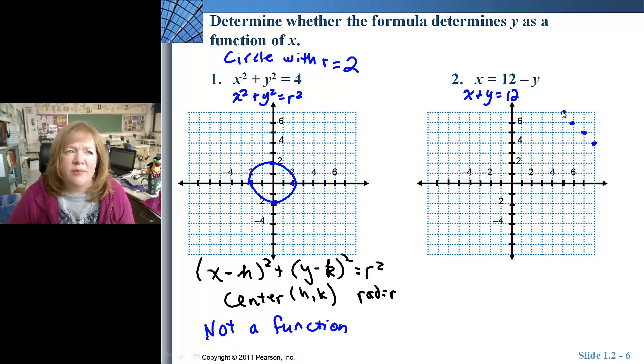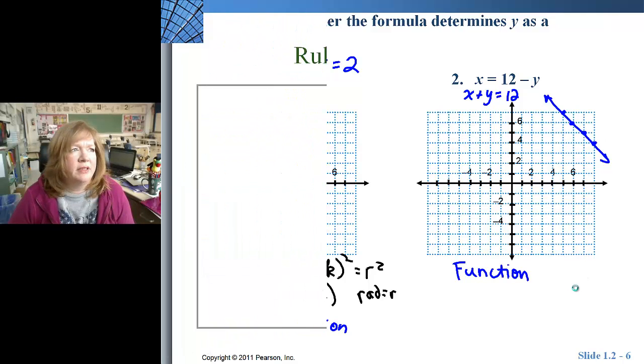So that's going to be these numbers right here, and you're going to get a straight line. One clue: almost every line is a function. The only one that is not a function is a vertical line. If it's a vertical line, that's the only kind of line that is not a function. So this guy is a function.